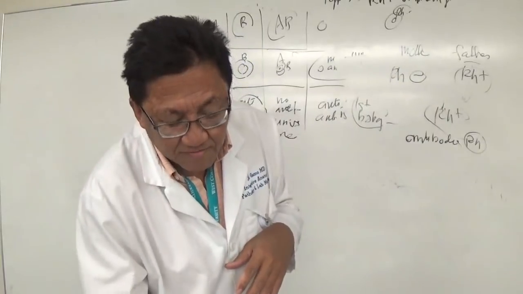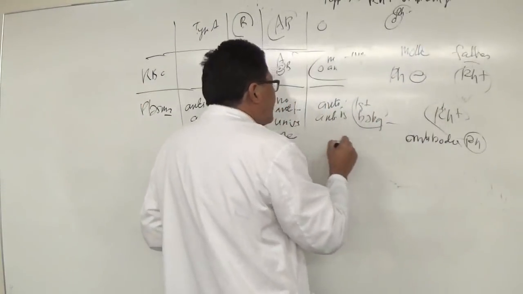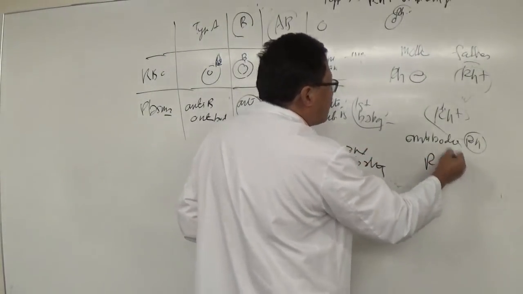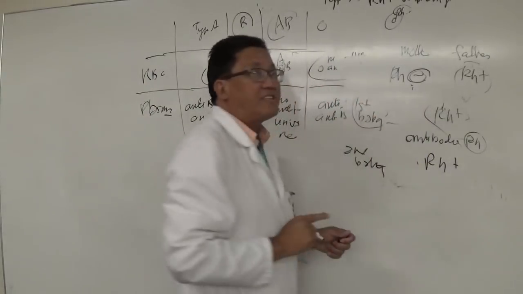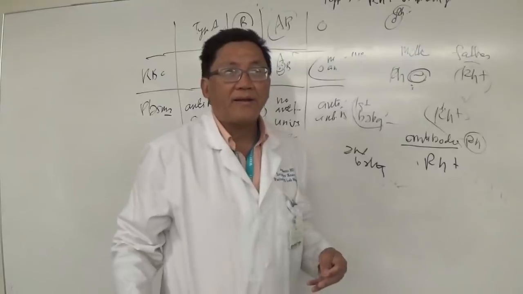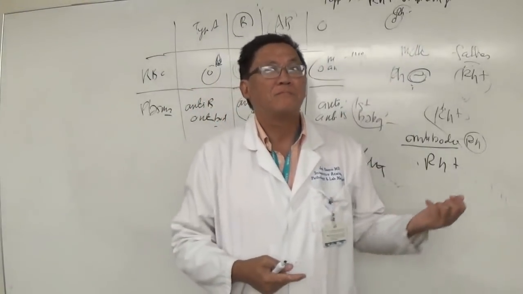Now, who will suffer? Second baby. Mommy and daddy had sex, got pregnant. Second baby. Again, Rh positive, mother still negative, never changed. But this time, the mother now has what? Antibodies, where? In her blood. Plasma. Where do you find the plasma?